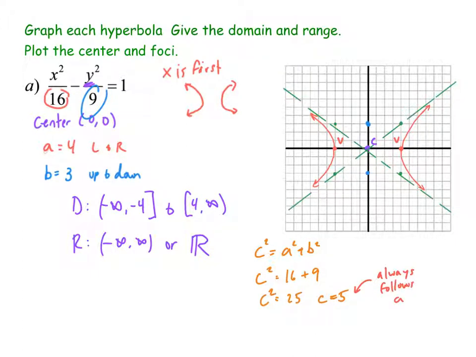So in this case, since our A went left and right, our C values will also go left and right. So going to the center, 5 left puts me a focus right there. I'll label that with an F. 5 right puts me a focus right there. Again, notice how the foci are inside the curves of the hyperbola, further away from the center than the vertices were.